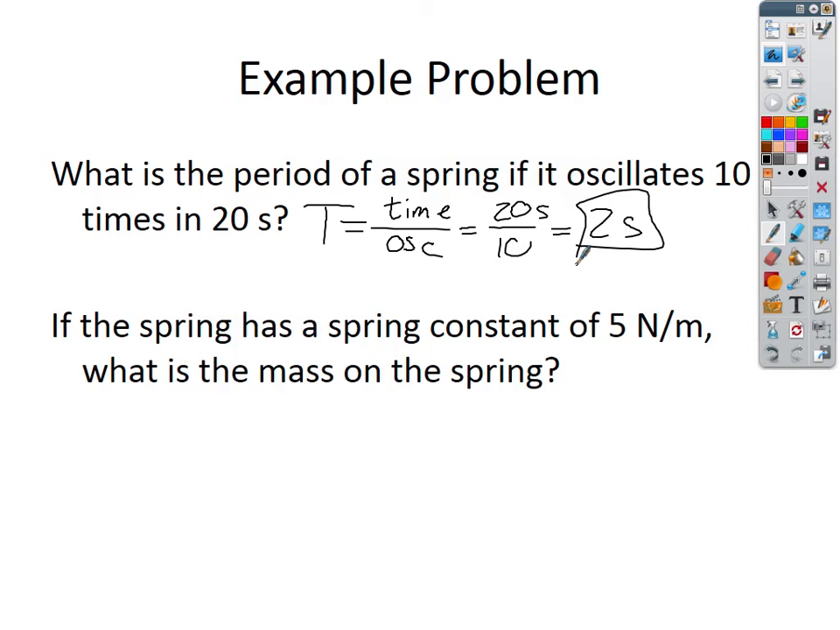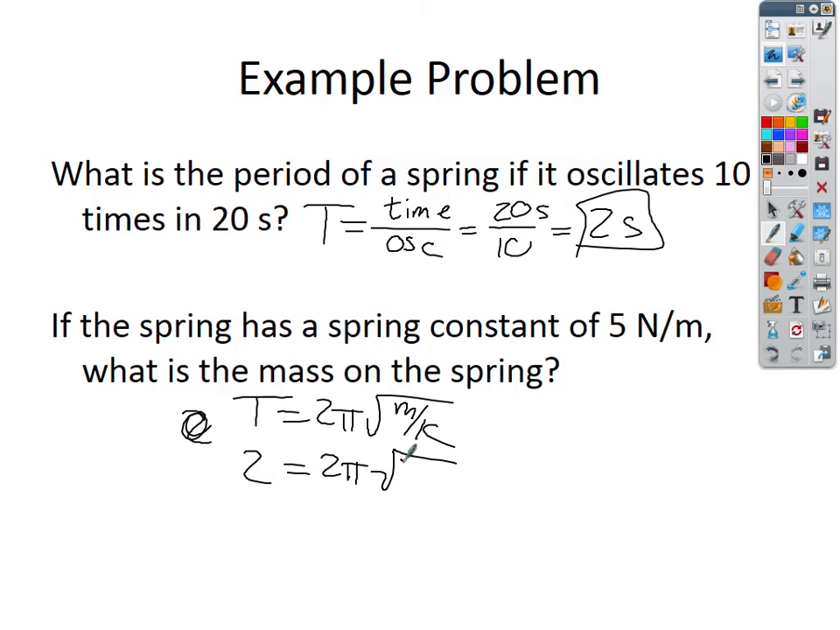If the spring has a spring constant of 5 newtons per meter, what is the mass on the spring? So now I'll write the formula, T equals 2 pi times the square root of m over k. So this would be 2 equals 2 pi times the square root of m over 5. The way I would solve this, and be very careful, it seems simple, but a lot of people make mistakes. I'm going to first divide out the 2 pi. Make sure you divide by 2 pi. If you plug it in your calculator as divide 2 pi, most of the times it will divide by 2 and then multiply by pi. So be very careful there.